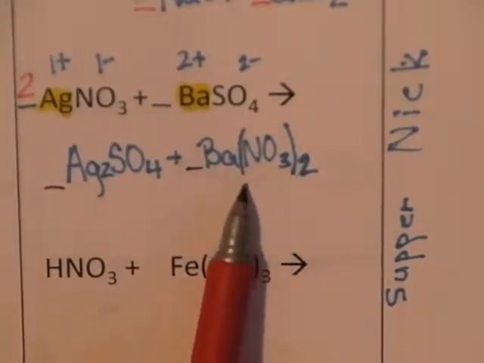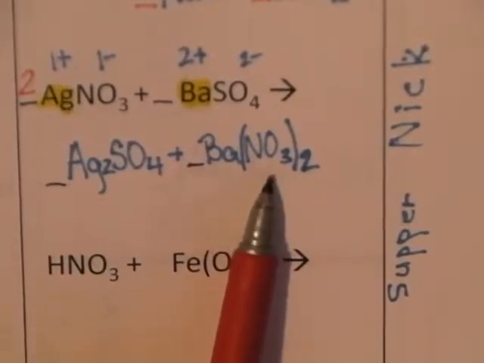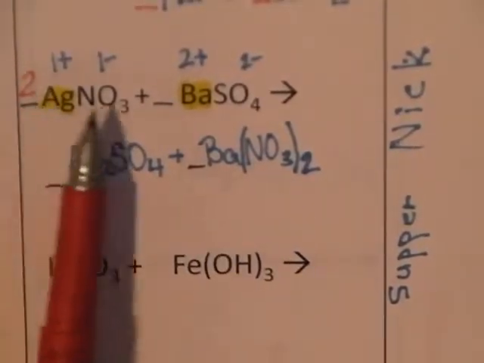Remember, look at it all together. Don't break it apart. There's 2 of them, right? That 2 on the outside of the parentheses tells us there's 2 NO3s. So that 2 fixed that problem.